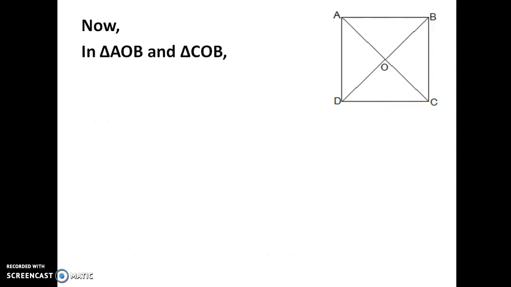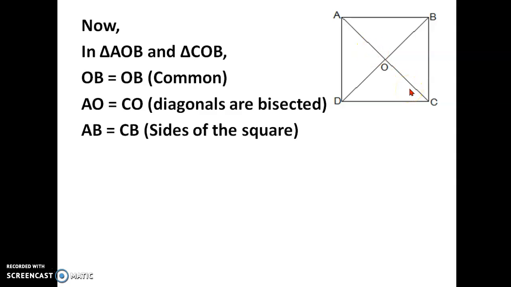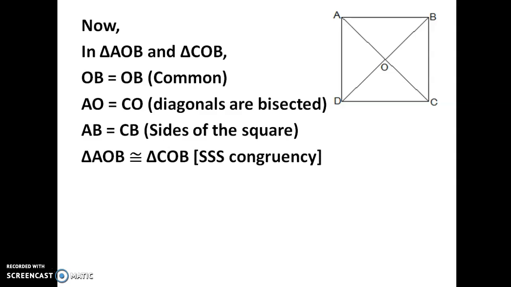Now coming to the next one. So triangle AOB and triangle COB, these two triangles we are going to take now. In that, OB equal to OB. Why? Because it is common. For these two triangles, OB is common. Then AO equal to OC. Just now we proved the diagonals are bisected. So these two sides are equal. Then AB equal to CB. These two sides are equal. Why? Because sides of the square are equal. All sides of a square are equal. So by SSS congruency, you can say that these two triangles are congruent.